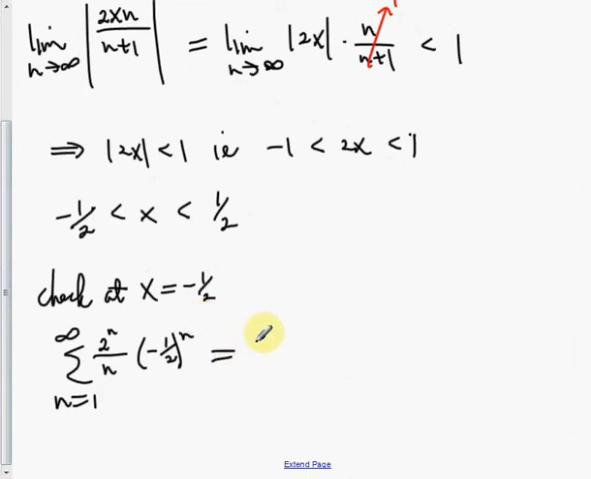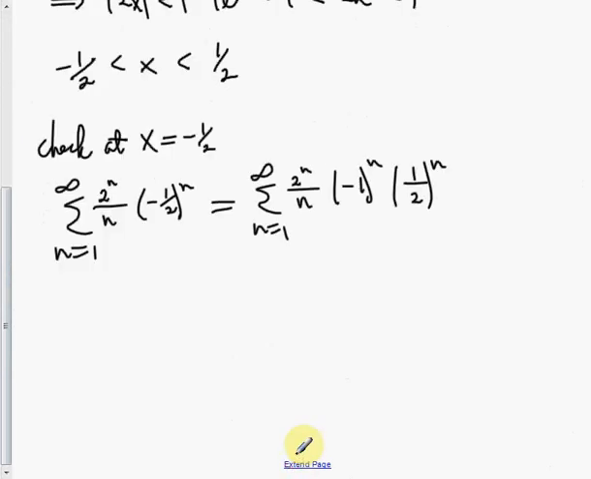To simplify that, this is the summation as n goes from 1 to infinity of 2 to the n divided by n, times negative 1 over 2 to the n. I'm going to break this down. This is negative 1 to the n. Let's take the negative 1 out, and then I have 1/2 to the n. This guy becomes an alternating series because of the nature of the negative.